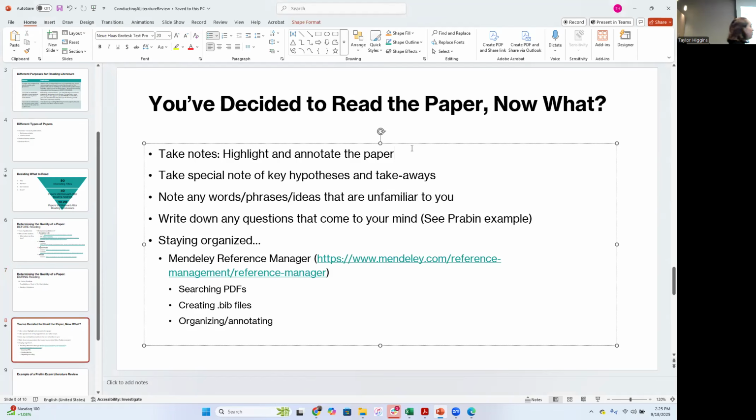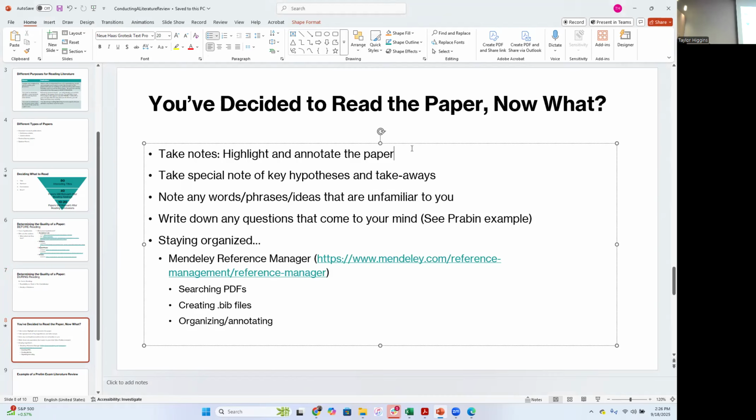So let's talk about what you do when you have decided that this is a great paper and you should read it nearly in its entirety. One thing is that you want to be taking good notes, and I know this is super vague as to what I mean by taking good notes, so I'm going to show you some examples of the way that I have done things in the past and the way that Pravin has done some things in the past. And I think they both have some merit, although I think Pravin is probably a bit more attentive to detail and more organized than myself.